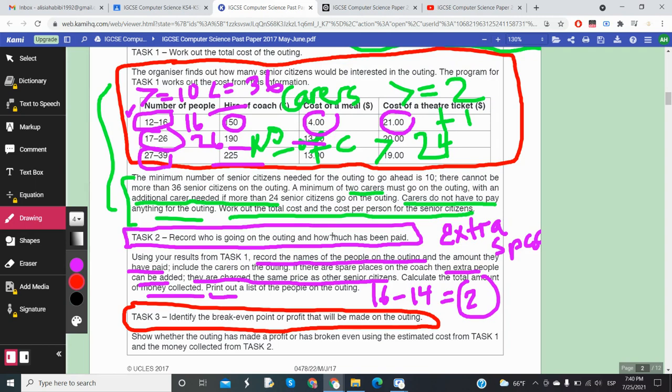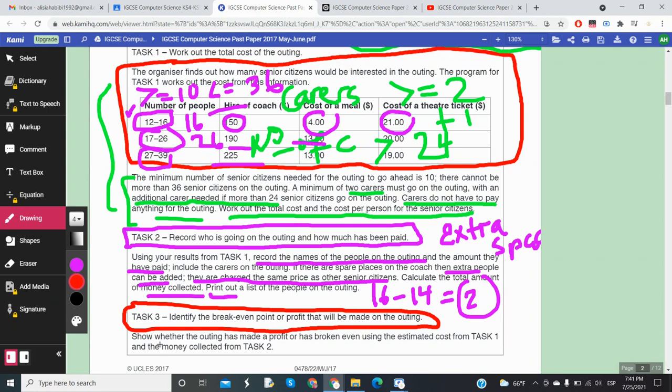So in that situation, that is where we can say that there's profit being made, because if the extra people are going, they still have to pay those charges for meal and cost. I just want to bring your attention that this break even or profit does not relate to whether there's a loss or a benefit or a profit in the coach you're hiring. But it's talking about the entire outing itself. And of course, the entire outing will be profitable if you'd have extra people paying for the meal and the theater ticket. So it wouldn't be a waste, again, like I said, for the coach.